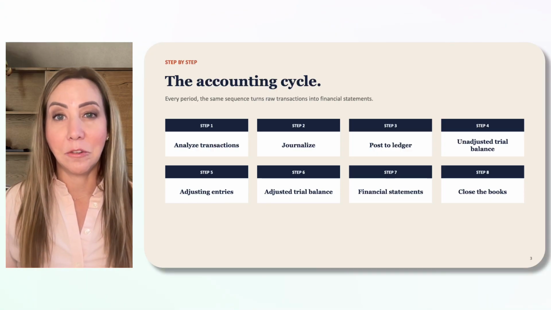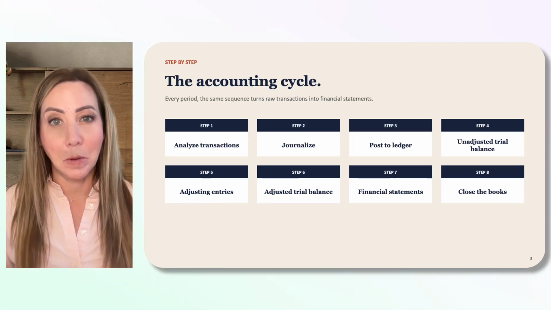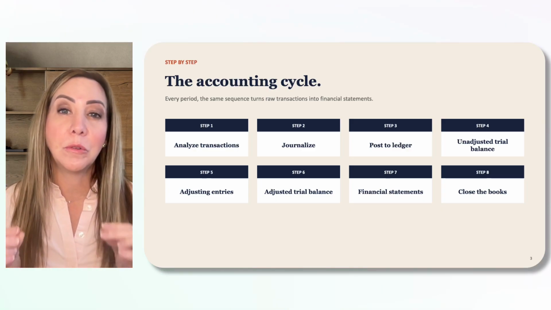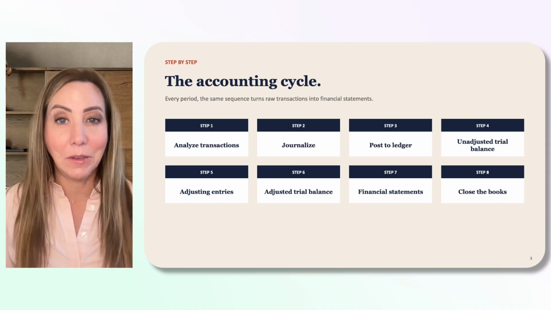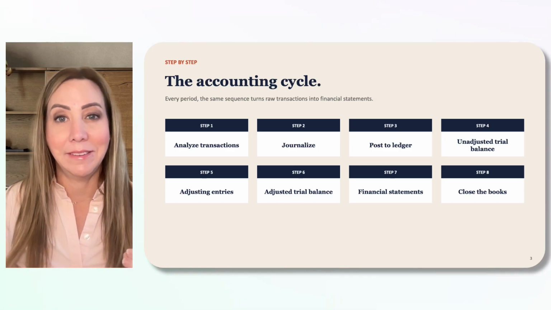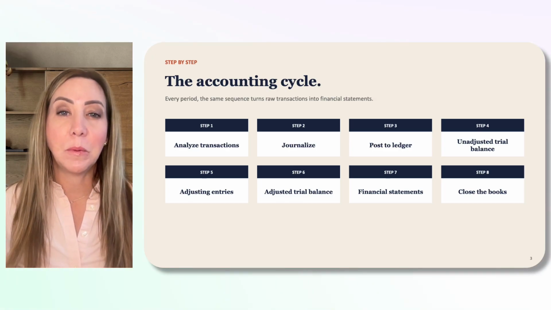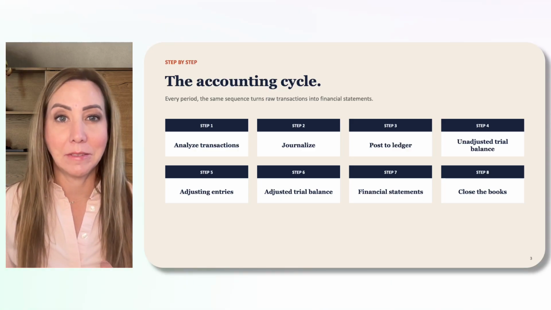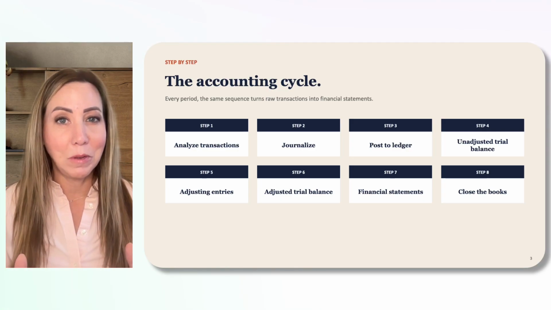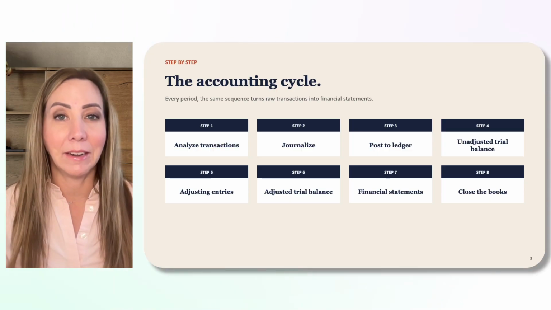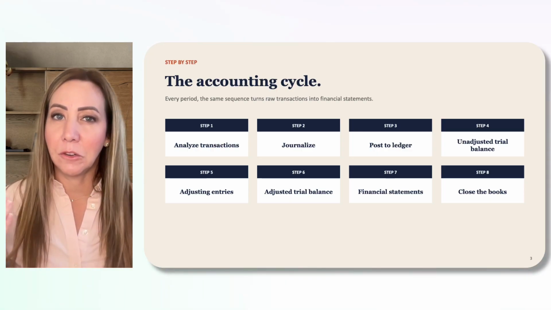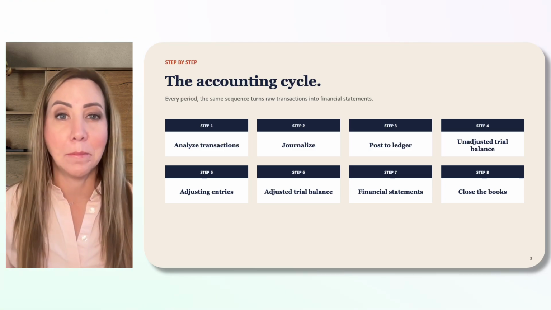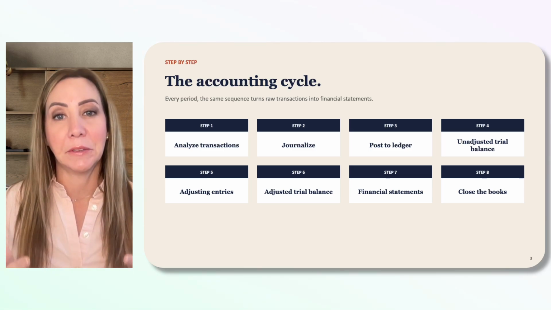Then we record adjusting entries, and this is the step that trips people up the most, so we're going to spend real time on this term. Adjusting entries make sure revenues and expenses land in the right period, even when cash moves at a different time. After adjustments, we prepare an adjusted trial balance, and from that, we build the financial statements. Now, this process usually happens fairly automatically in accounting software, but it's important to understand what's happening behind the scenes. Because finally, we close the books. We zero out the temporary accounts so we're ready to start the next period fresh.